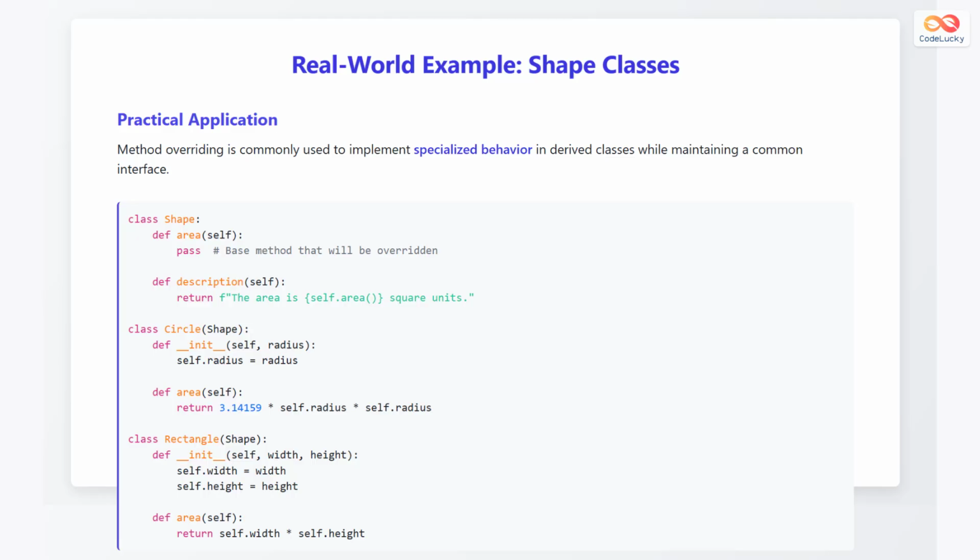The class Circle inherits from Shape, which takes radius as input. The area method is overridden to return pi times radius squared. The Rectangle class inherits from Shape, which takes width and height as input. The area method is overridden to return width times height.